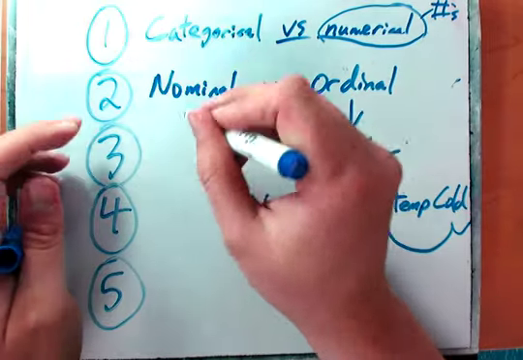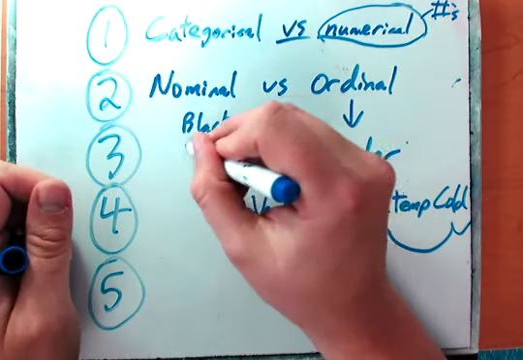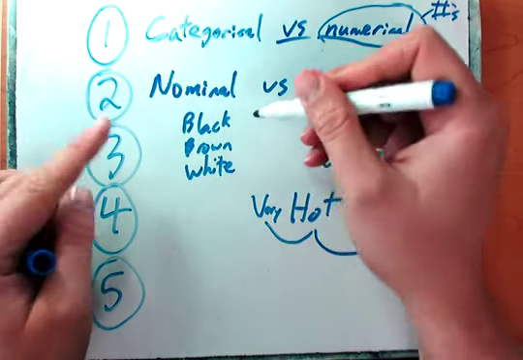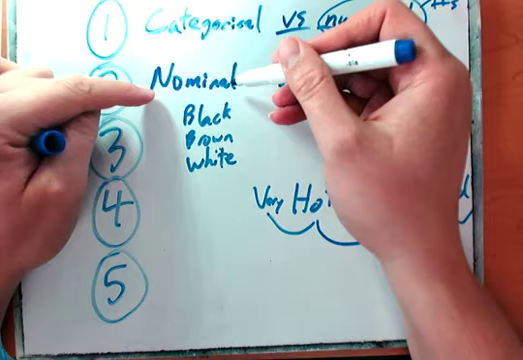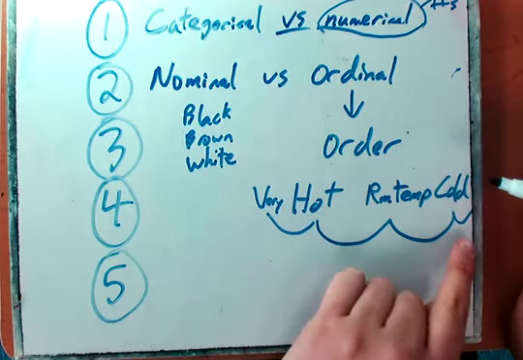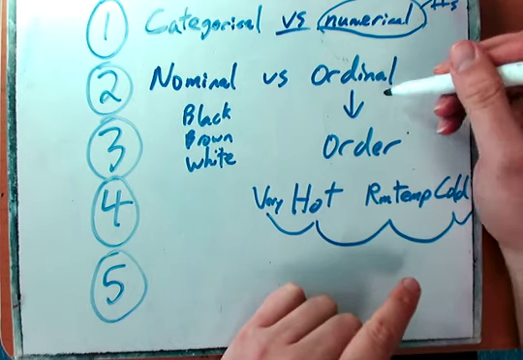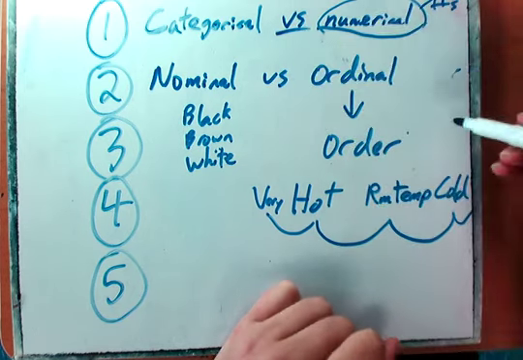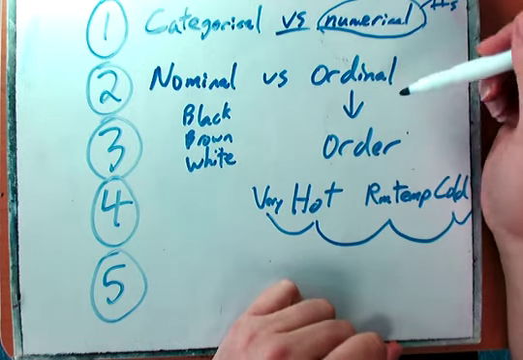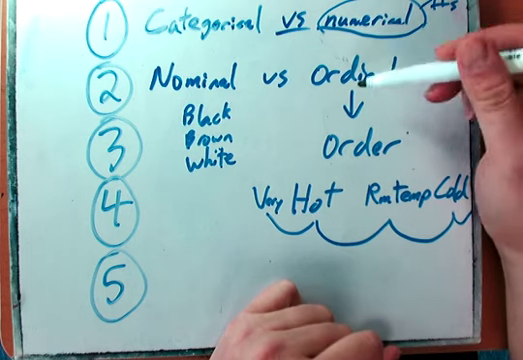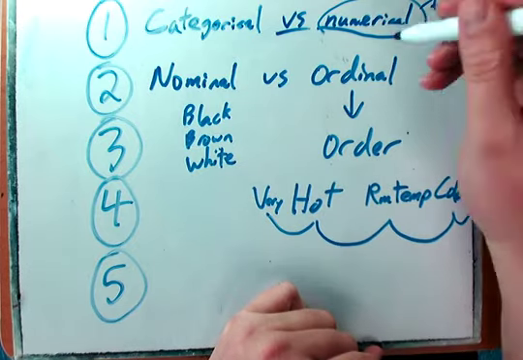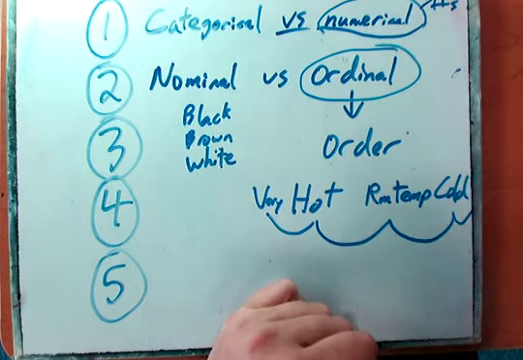Nominal would be like black, brown, and white. There is no order to that, which means it's nominal. If there is an order to something, let's say very hot, room temperature, cold, that means they're ordinal. So you're looking for order in this pairing. So John counting birds, there is an order to those numbers, 6 birds on one day versus 10 birds on another. There is an order, it is ordinal.